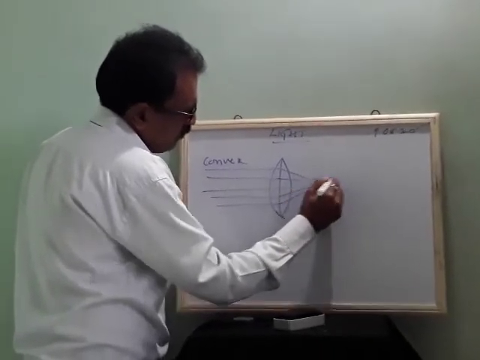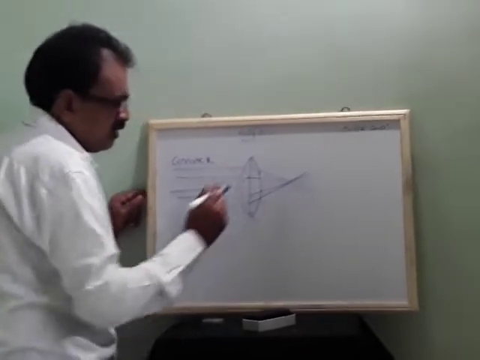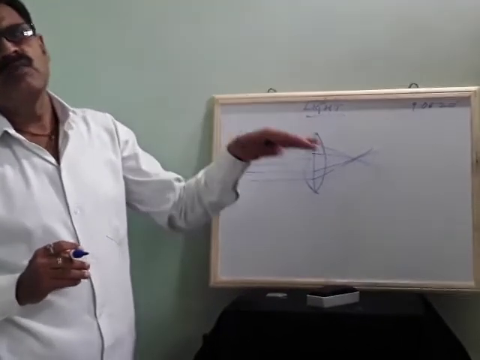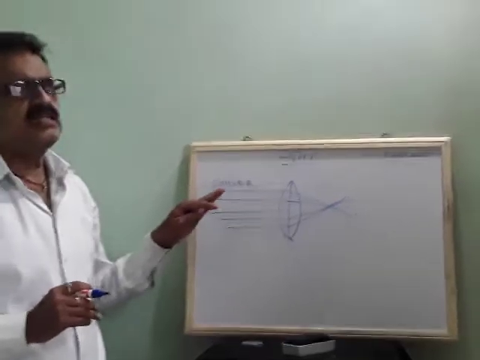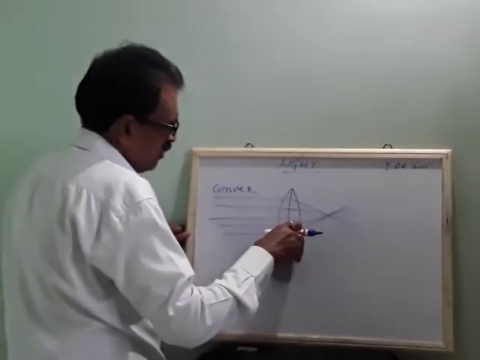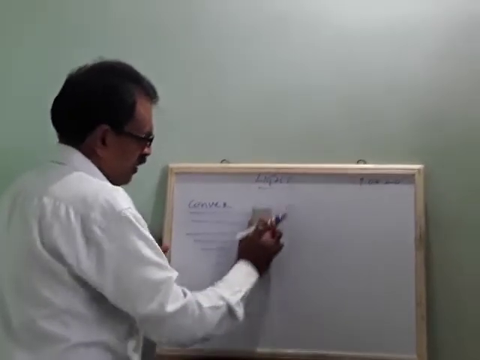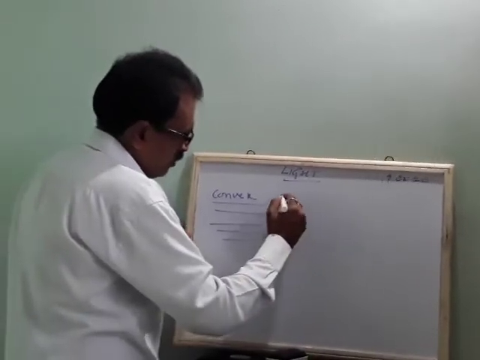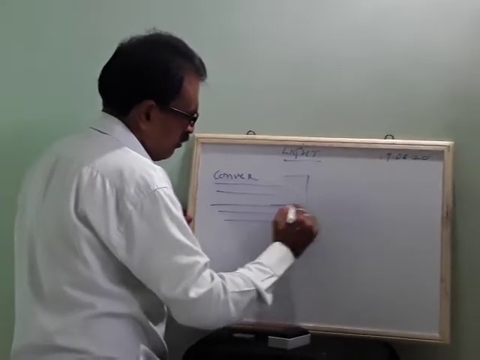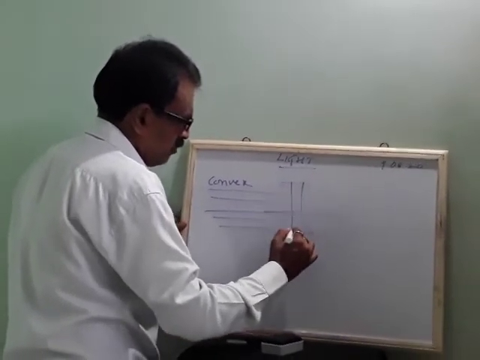In this way, all rays converge at a point. That point is called the converging point, or converging lens. Convex lenses are called converging lenses. Then suppose I give an example of a concave mirror. The concave mirror will be shown like this. This is the middle part.